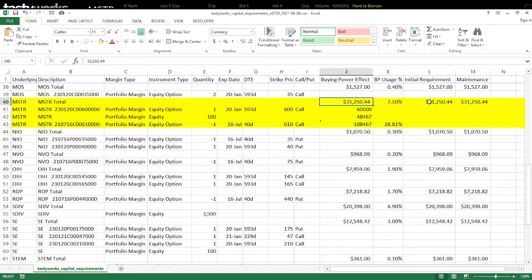And the thing to always keep in mind is the maintenance. Right now the initial requirement is the same, but if MicroStrategy tanks even more, because I hope Michael Saylor lives a long and happy life, but what if something happens to him? MicroStrategy could potentially take a huge leap off a cliff, and that could cause this maintenance requirement to expand. So this is one column that you should always keep at the back of your mind, especially if you're really taking advantage of portfolio margin where you're in over your head.